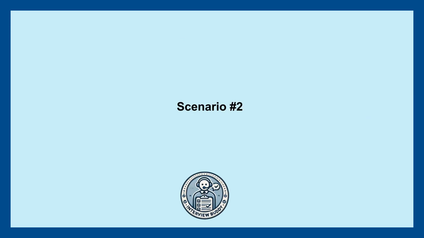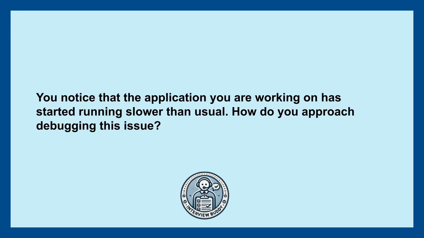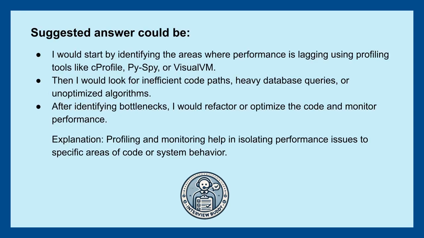Scenario number 2. You notice that the application you are working on has started running slower than usual. How do you approach debugging this issue? I would start by identifying the areas where performance is lagging using profiling tools like cProfile, PySpy, or VisualVM. Then I would look for inefficient code paths, heavy database queries, or unoptimized algorithms. After identifying bottlenecks, I would refactor or optimize the code and monitor performance.